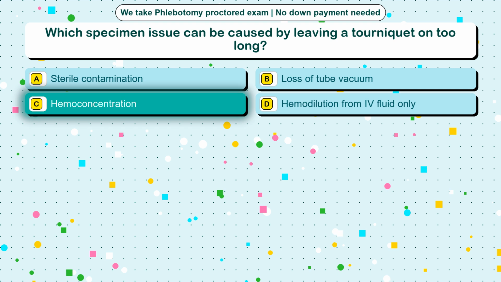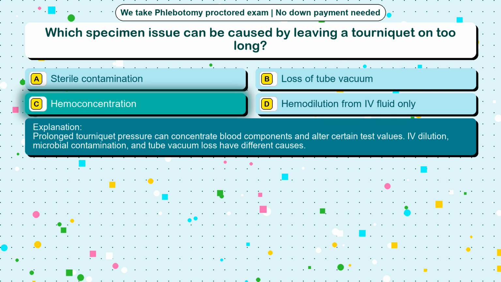The correct answer is option C, hemoconcentration. Prolonged tourniquet pressure can concentrate blood components and alter certain test values. Fluid dilution, microbial contamination, and tube vacuum loss have different causes.